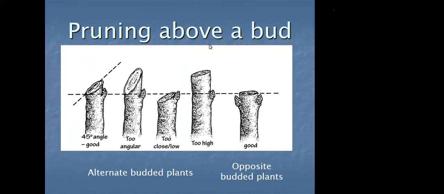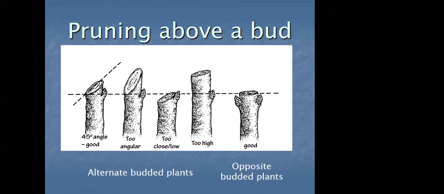So here you have some examples of proper pruning cuts and pruning above the bud. You can see the ideal angle you want to achieve for most pruning cuts if you're cutting into part of a branch and not taking it all the way back to the main branch or limb would be a 45-degree angle, and that's going to be considered a good cut.